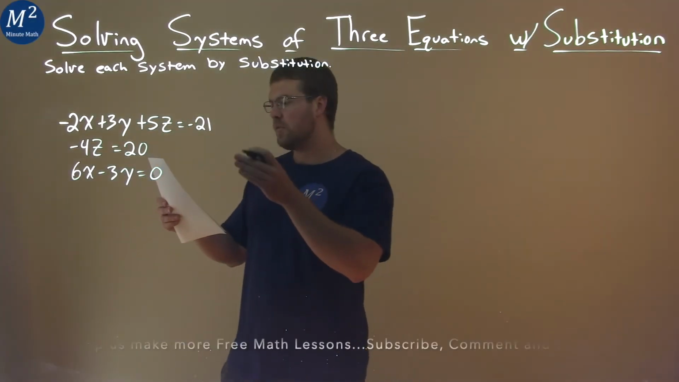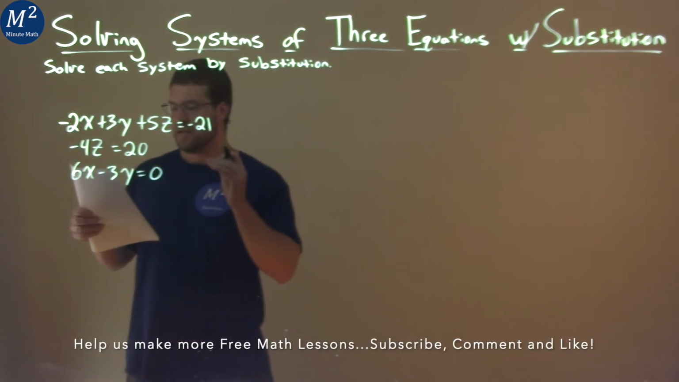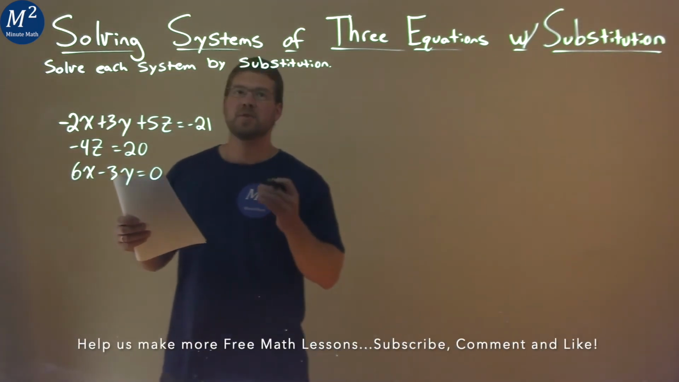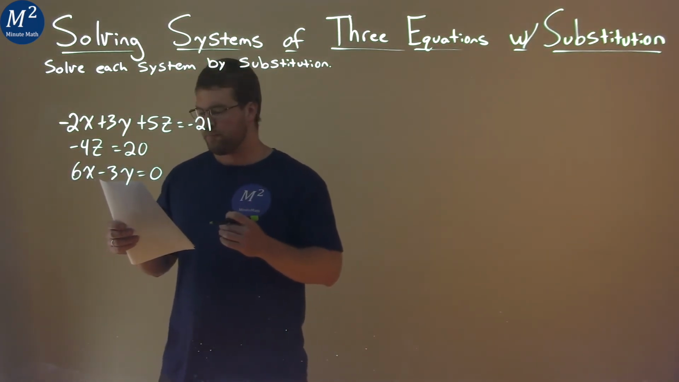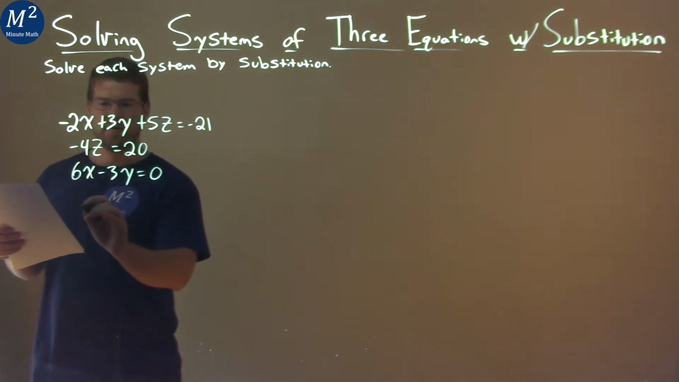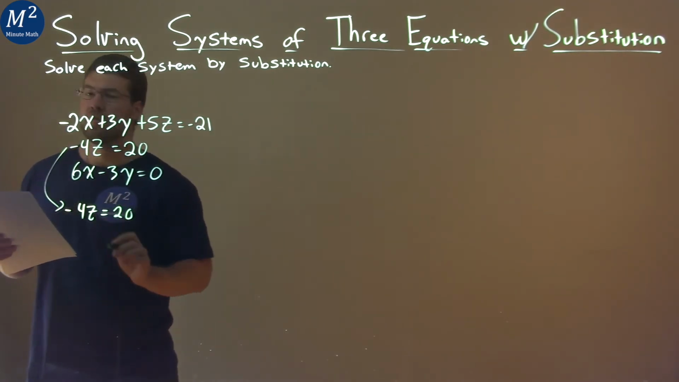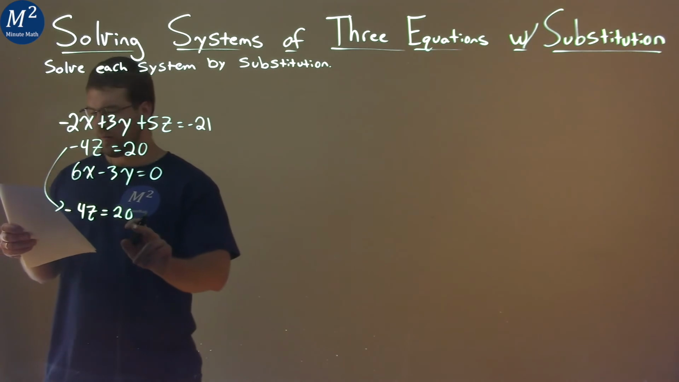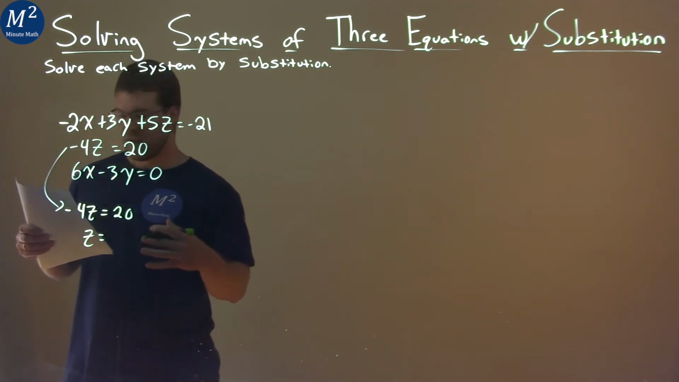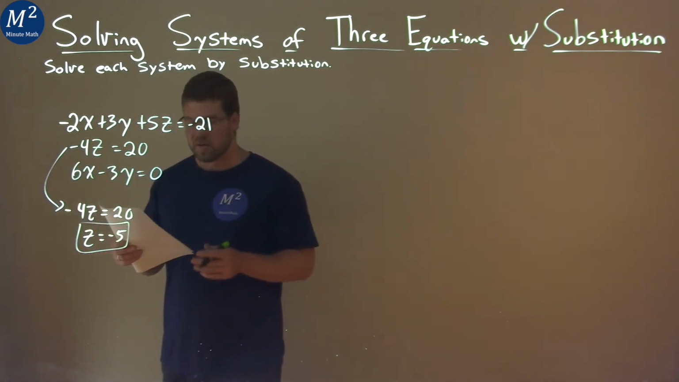We're given this problem right here. Negative 2x plus 3y plus 5z equals negative 21. Negative 4z equals 20, and 6x minus 3y equals 0. And we want to solve this system by substitution. Well, I'm looking at my second equation right here. This one's actually pretty nice. Negative 4z equals 20 only has the variable z in it. So if I divide both sides by negative 4, z is by itself, and 20 divided by negative 4 is negative 5. So we got one of the values very quickly.